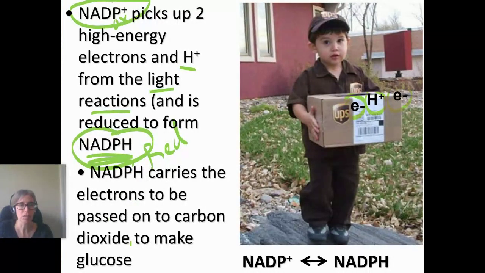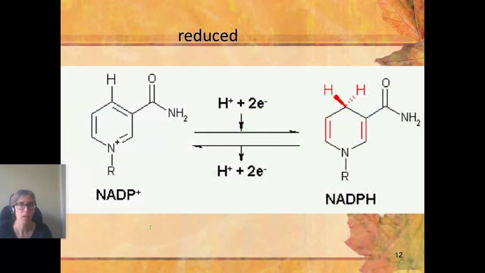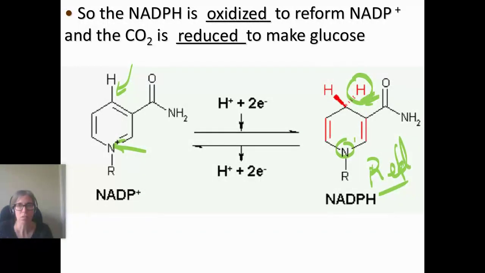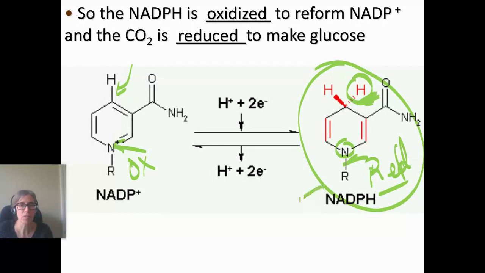NADPH carries electrons to be passed on to make carbon dioxide into glucose. So you'll need to add hydrogens and electrons to it. Okay, so you might notice, the NADPH here has this extra hydrogen right here, and it's missing the positive charge here. So an electron is taken up there, and then an extra electron and proton are taken up there. So this is the form that's reduced. It's got an extra proton and electron and an extra electron here, and NADP plus is the oxidized form. So when you put extra electrons on here and extra hydrogens, then this one can give the electrons to carbon dioxide to make glucose, right, with the hydrogen.